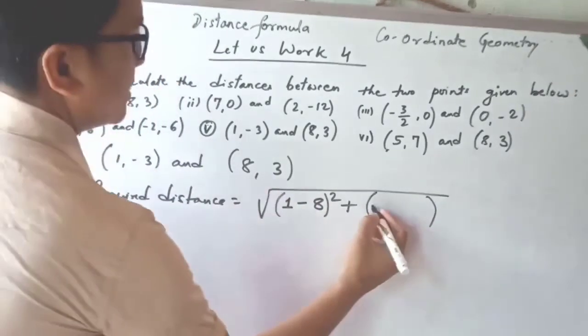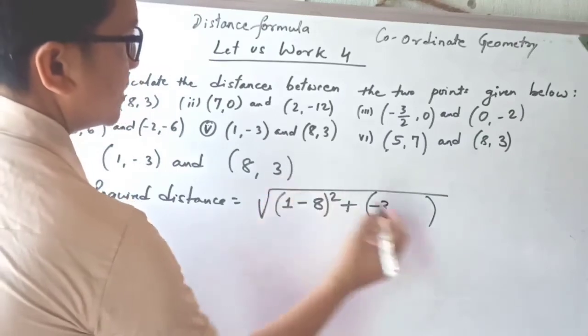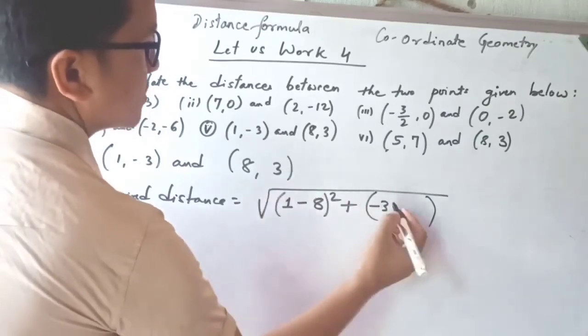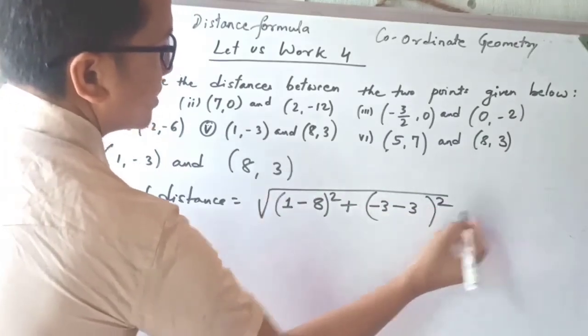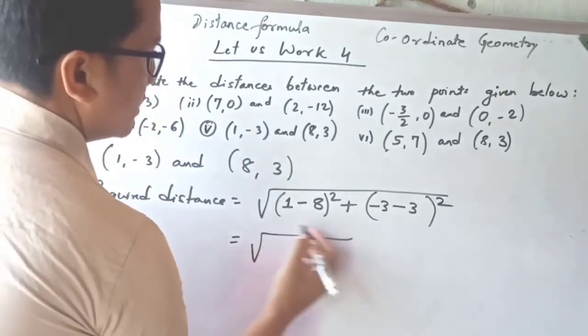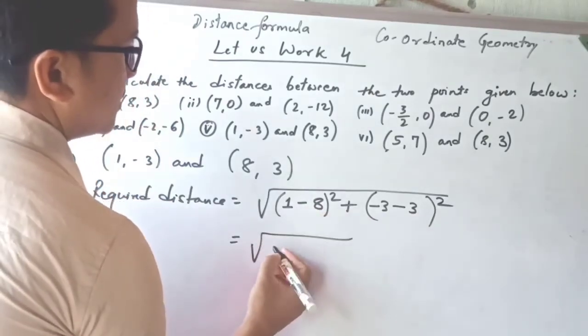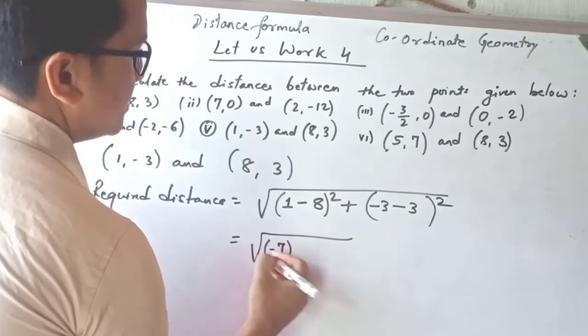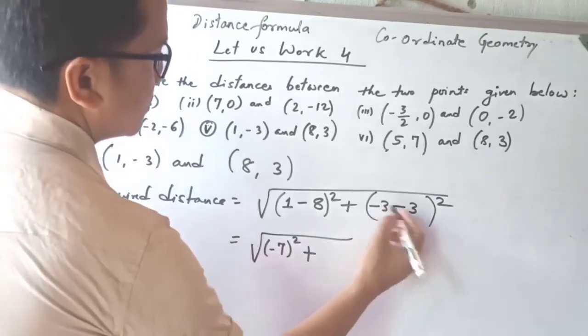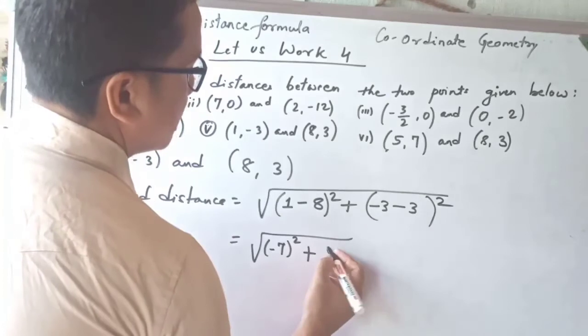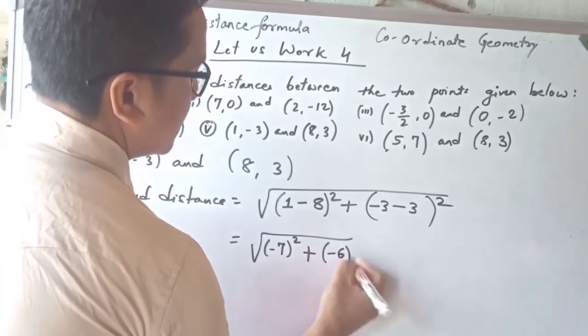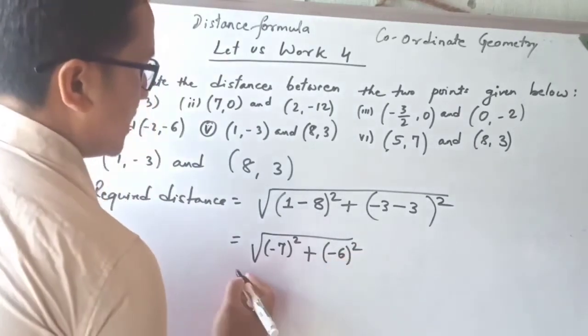minus 3 with 3. Minus 3, and we have to subtract 3. Minus 3 square. And when you subtract these two numbers, we get minus 7 square. And when you subtract this, minus and minus will be plus, and it will come 6. And it will be squared.